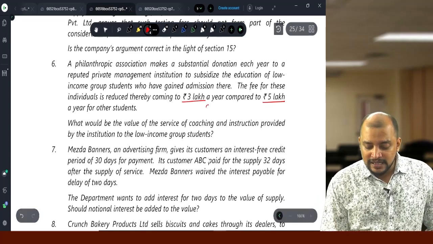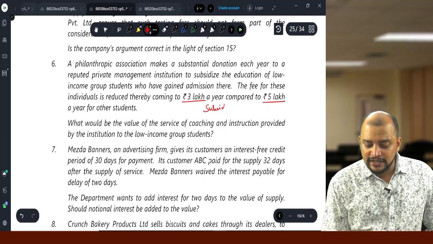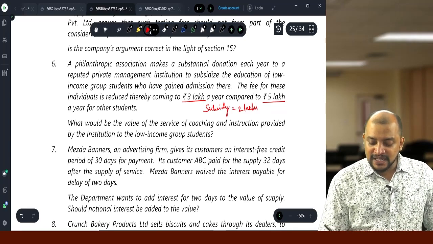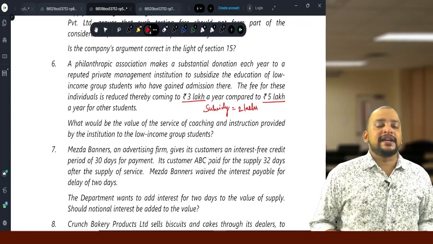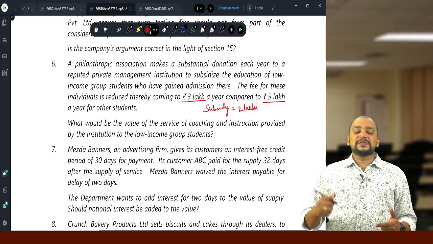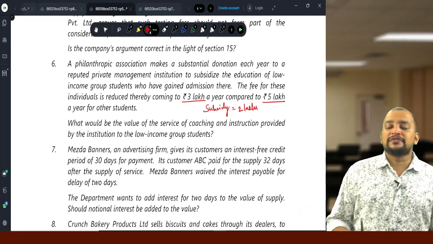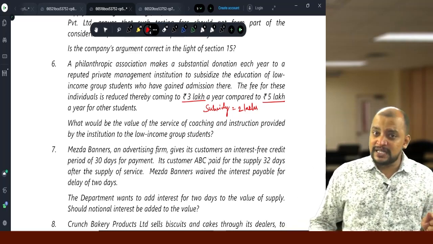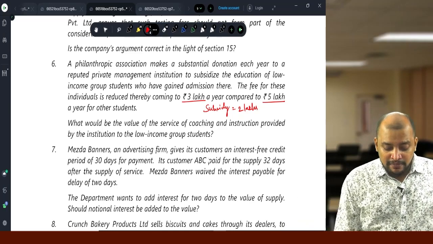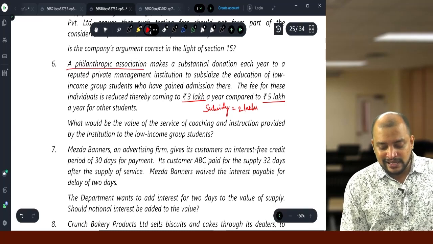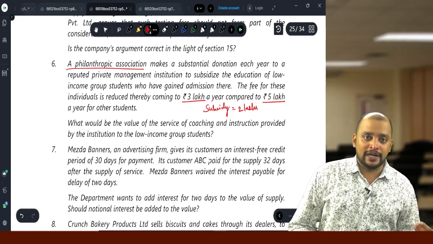Then what will be the subsidy? Subsidy is 2 lakhs. And this subsidy is directly linked to price. How? Because this subsidy is given with respect to every student, which means that it is directly linked to the price. And it is from other than central government or state government, therefore it is to be included.